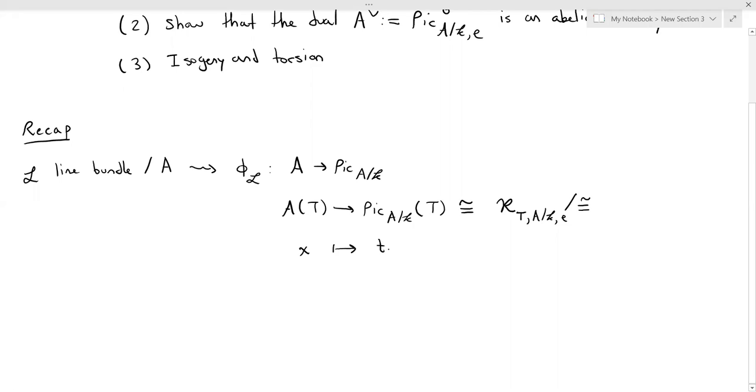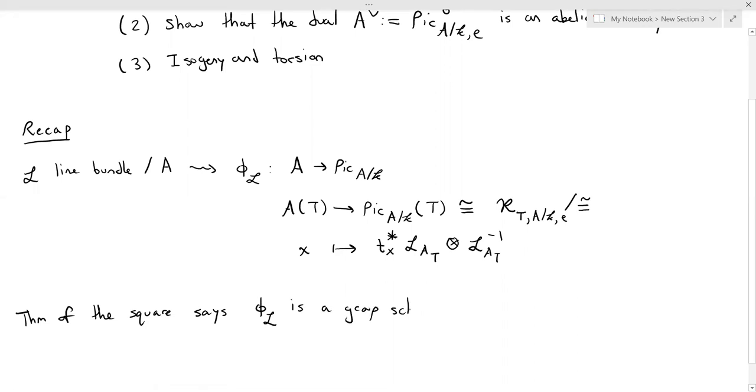Well, we look at translation by x, which is a map from A sub T to A sub T. We pull back by that the line bundle L sub A sub T, where A sub T projects onto A, and we're pulling back by that projection. Then we tensor this with the inverse. And then the theorem of the square says phi L is a group scheme morphism.